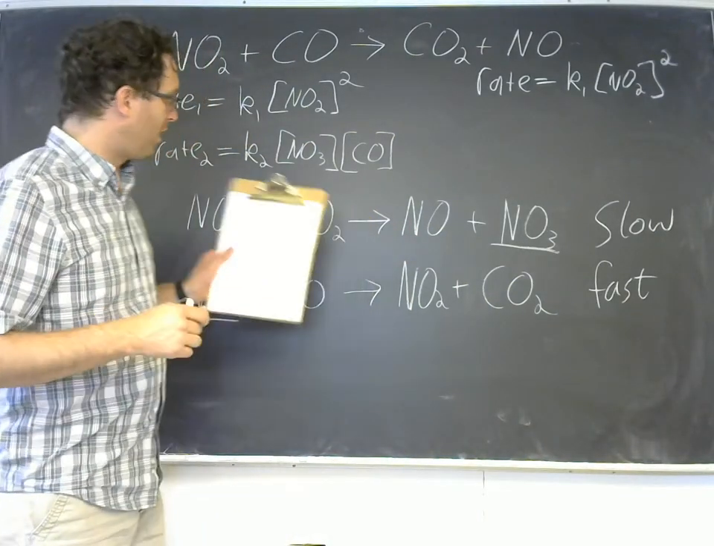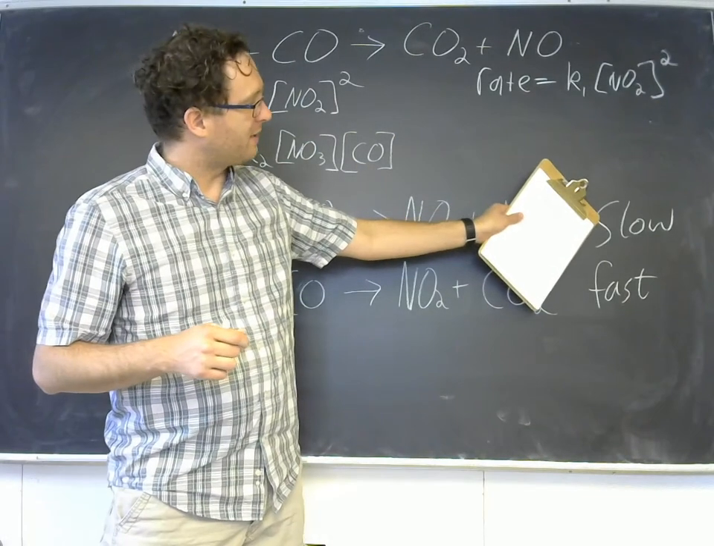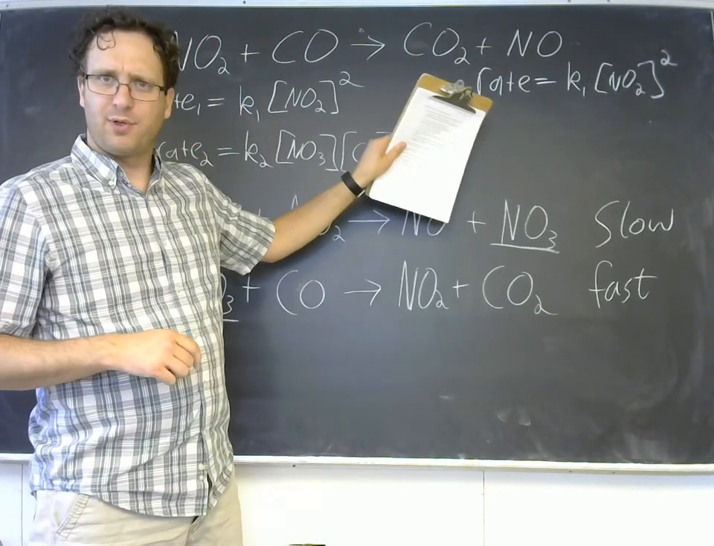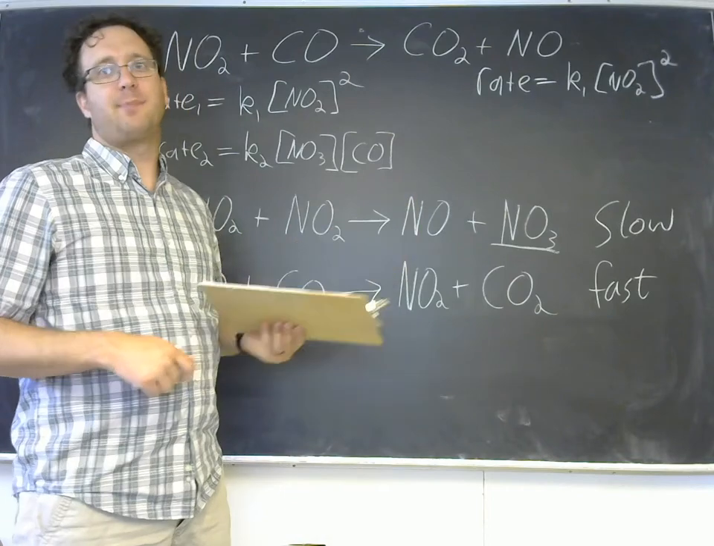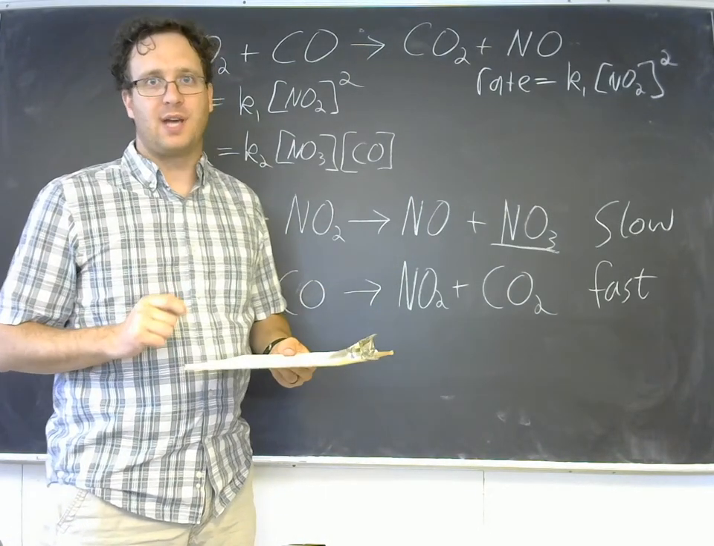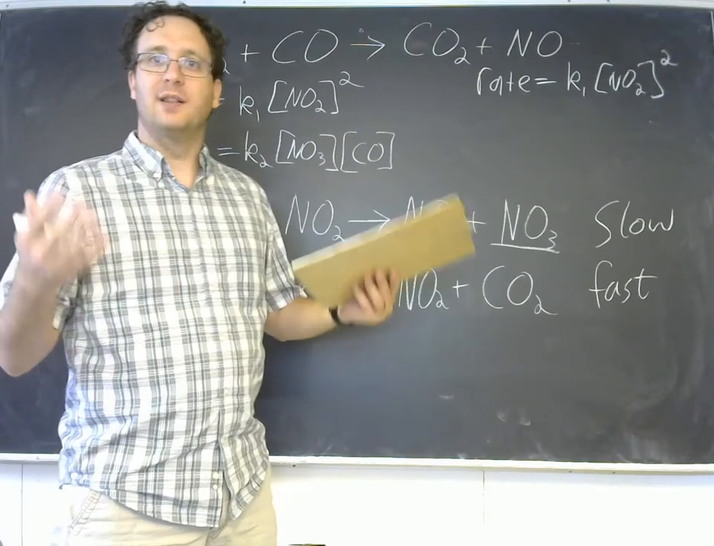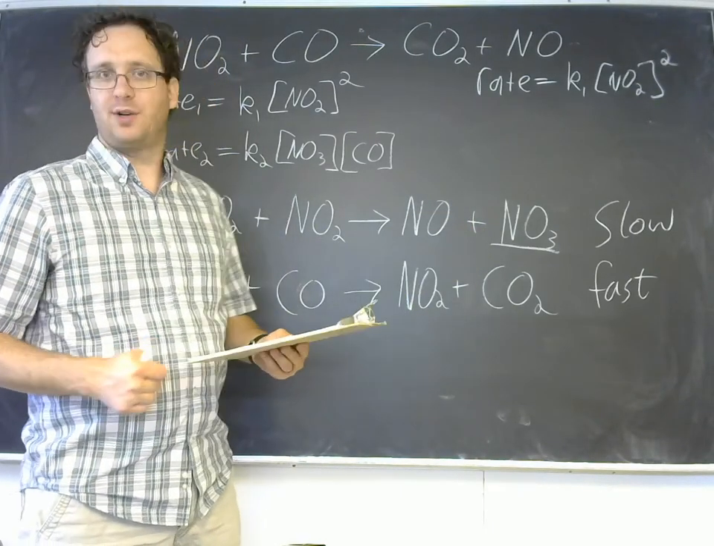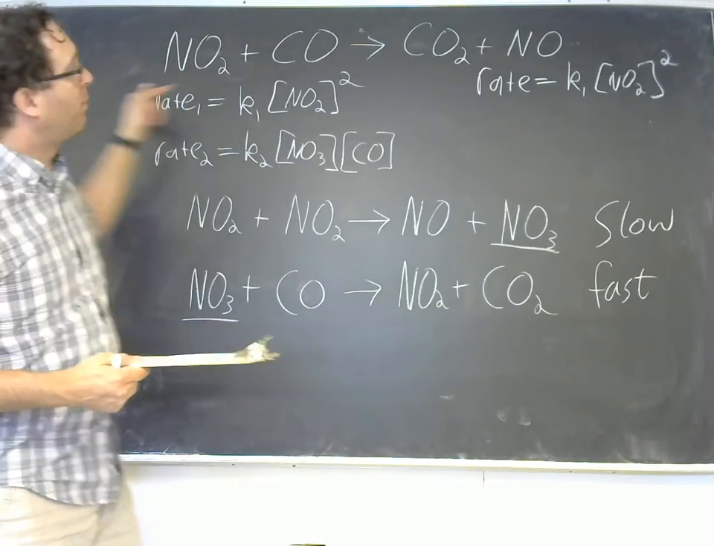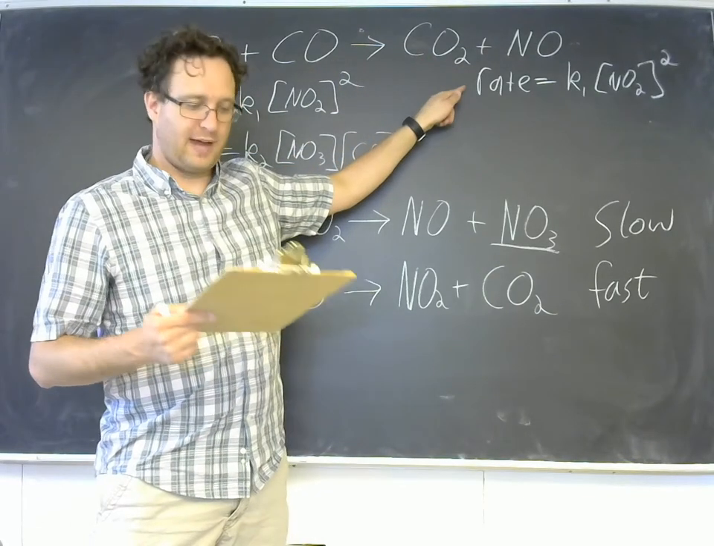What you want to do is identify the rate limiting step, the slow step, and you can have 3, 4, 5 steps in a reaction mechanism, but one of them will always be the slowest step. That is the rate limiting step or the rate determining step. And its rate law will be the rate law of the reaction overall.